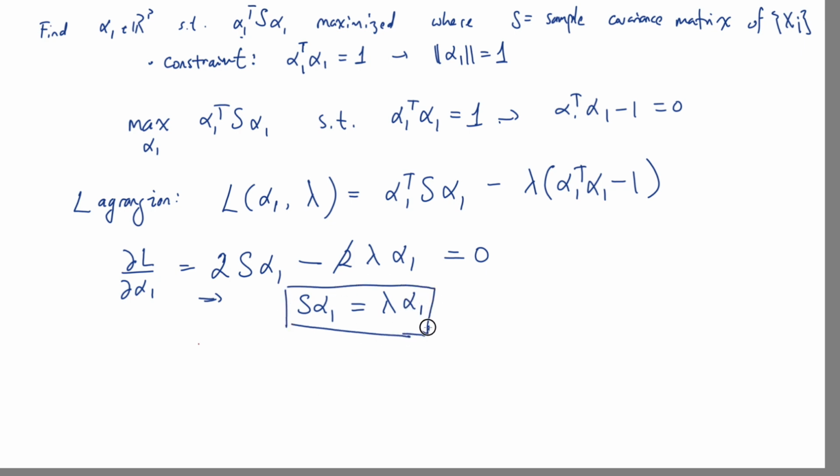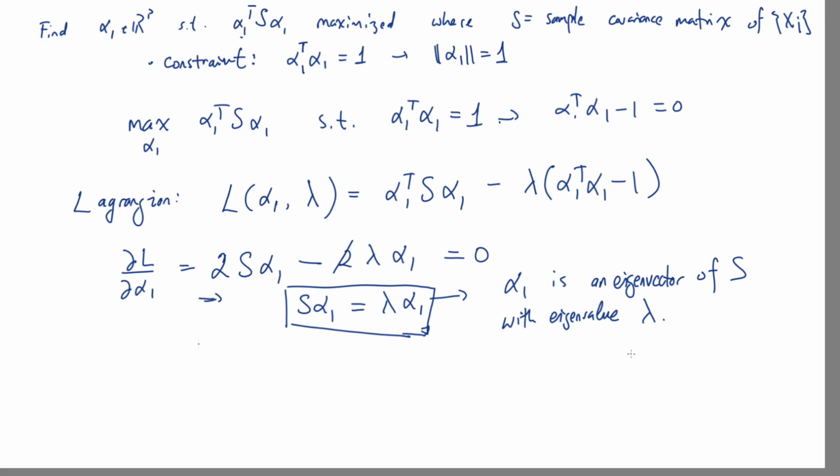Just pause the video here and try to figure out what this is actually telling us. It's telling us that alpha 1 is the vector that satisfies this kind of property for the matrix S. Hopefully you can connect this with what we talked about earlier. Alpha 1 is an eigenvector of S with eigenvalue lambda.